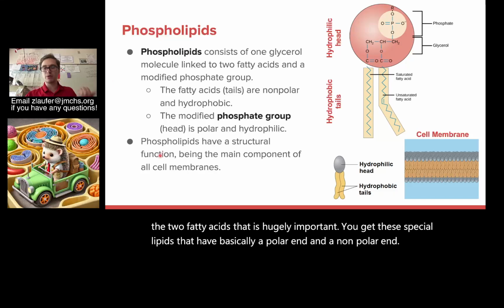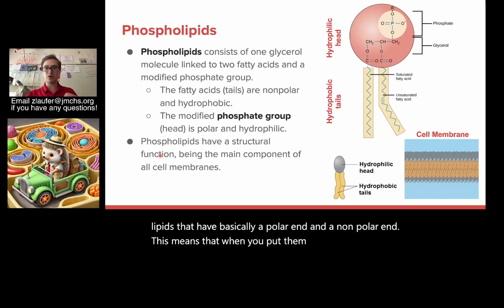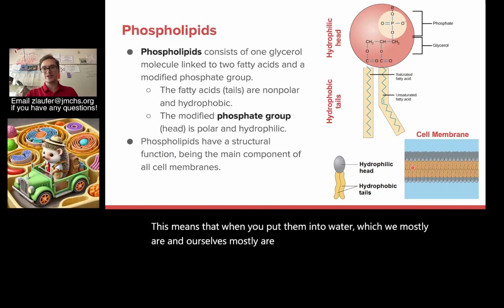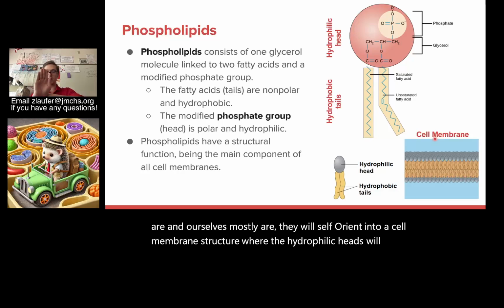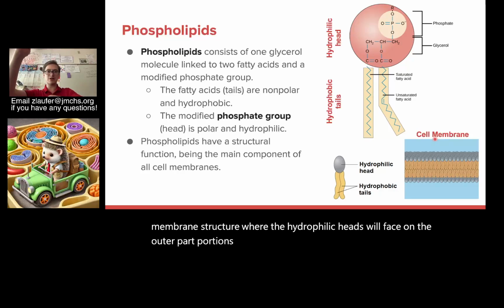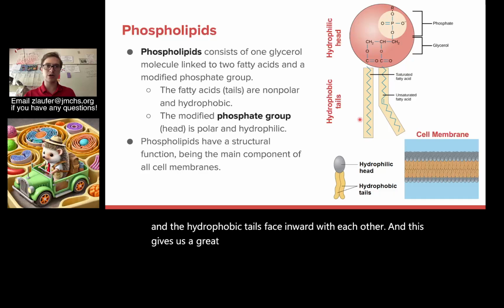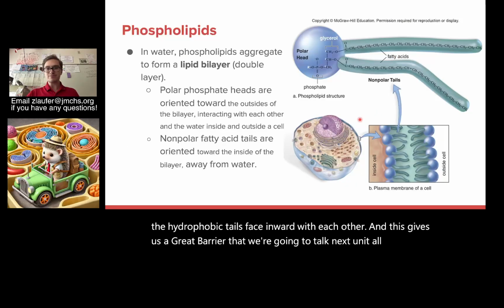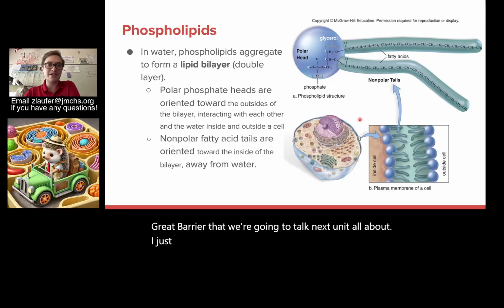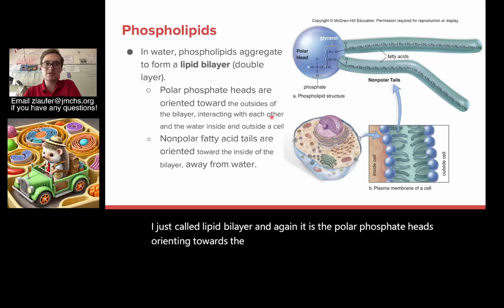This means that when you put them into water, which we mostly are, and our cells mostly are, they will self-orient into a cell membrane structure where the hydrophilic heads will face on the outer portions, so facing the inside and outside of the cell, and then the hydrophobic tails face inward with each other. And this gives us a great barrier that we're going to talk next unit all about. It is called a lipid bilayer, and again, it is the polar phosphate heads orienting towards the outside, the fatty acid tails going inside, hiding from the water.